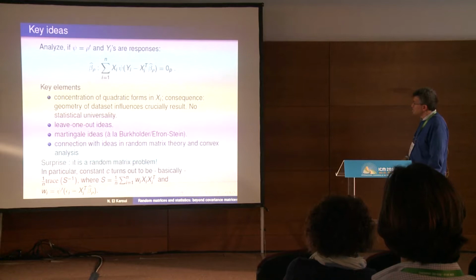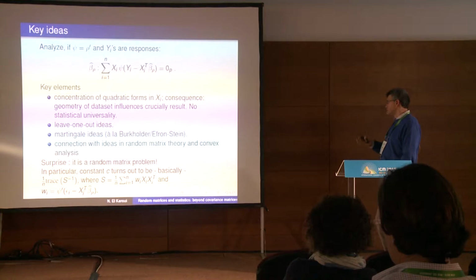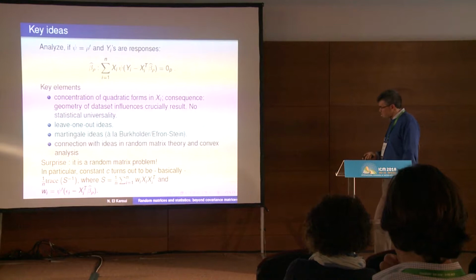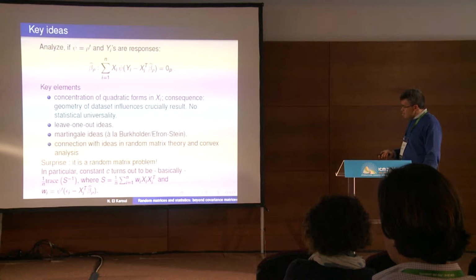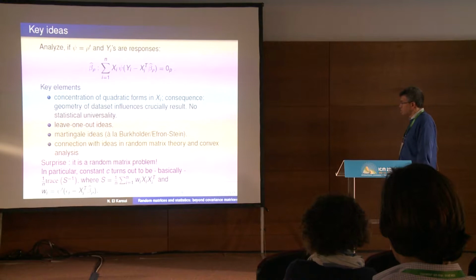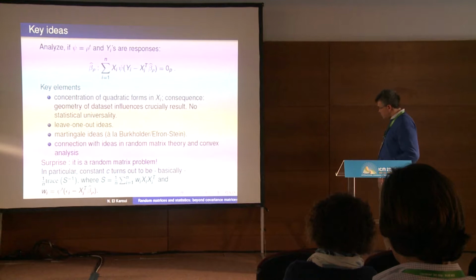In particular, this constant C that was in the system a while back is actually the trace of the inverse of a random matrix. It looks very nice, this random matrix. It's a weighted sample covariance matrix. But the difficulty is that the weights depend on beta hat, basically. So that's what makes things a little bit tricky. All right, so that's a bit the story behind this.